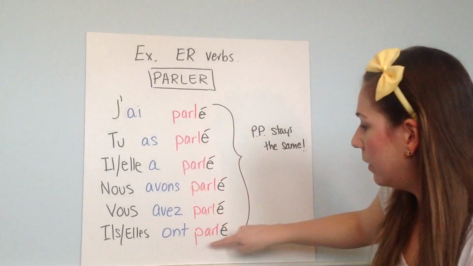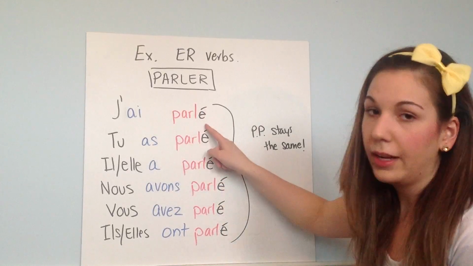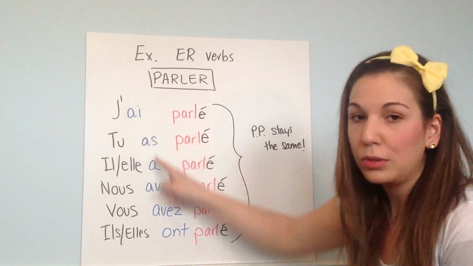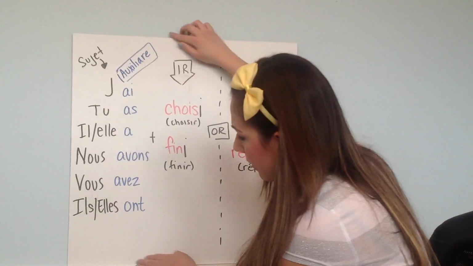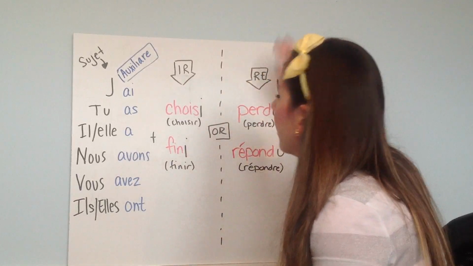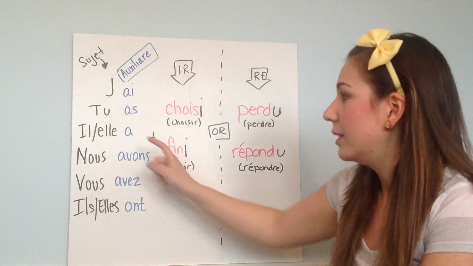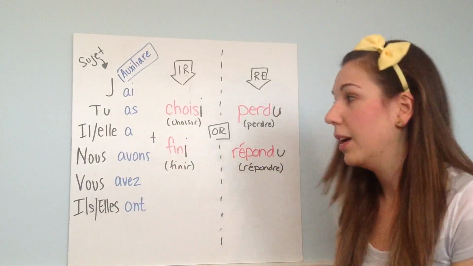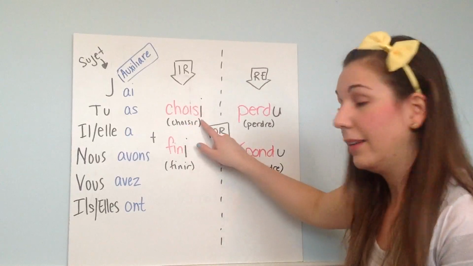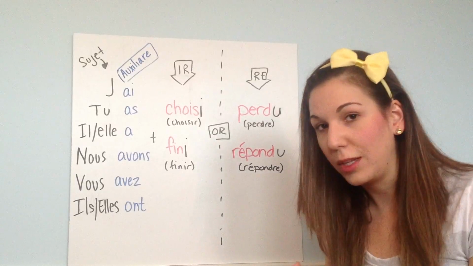So notice how your participe passé stays the same for all subjects. The only thing that changes really is the ending of your verb and your inclusion of the auxiliaire. Okay, so how do we do this for IR and RE? It's pretty simple actually, it's kind of the same. You still need your subjects, you still need your auxiliaries. The only thing that you change, IR changes to I, and RE changes to U. So you have to memorize which endings change to which letters.